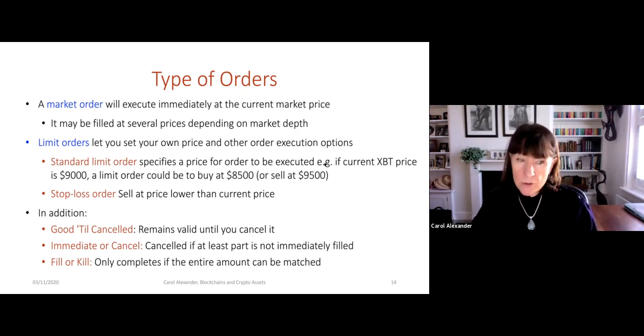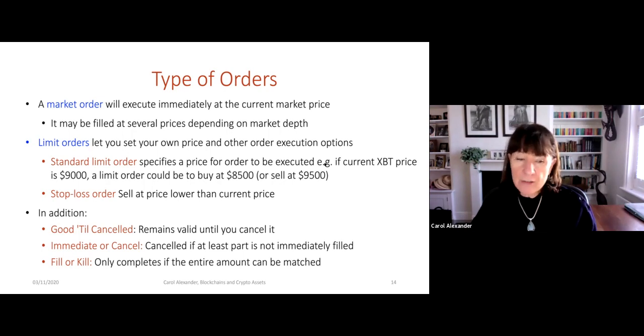A stop loss order is a certain type of limit order. If I hold Bitcoin and I want to limit the losses, say I'm holding Bitcoin, then a sell at 8,500 would be a stop loss, saying if it falls that much, just sell everything, okay?